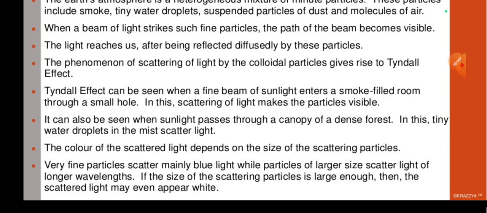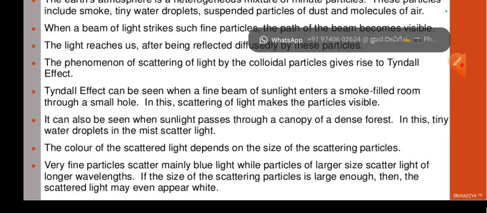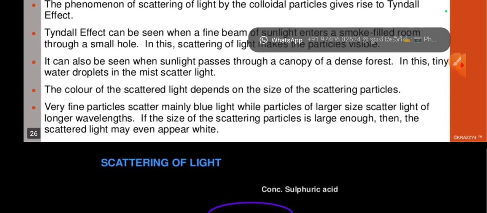The color of scattered light depends on the size of the scattering particles. Very fine particles scatter mainly blue light, while particles of large size scatter light of longer wavelengths. If the size of the scattering particle is large enough, then the scattered light may even appear white.